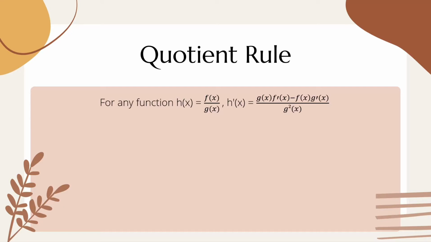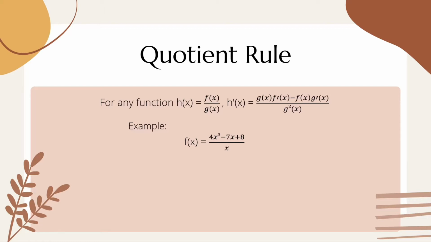We have a mnemonic here that we can use, which is phrased as low derivative high or low the high minus high derivative low or high the low all over low squared. Let's have an example. f of x equals 4x cubed minus 7x plus 8 all over x.